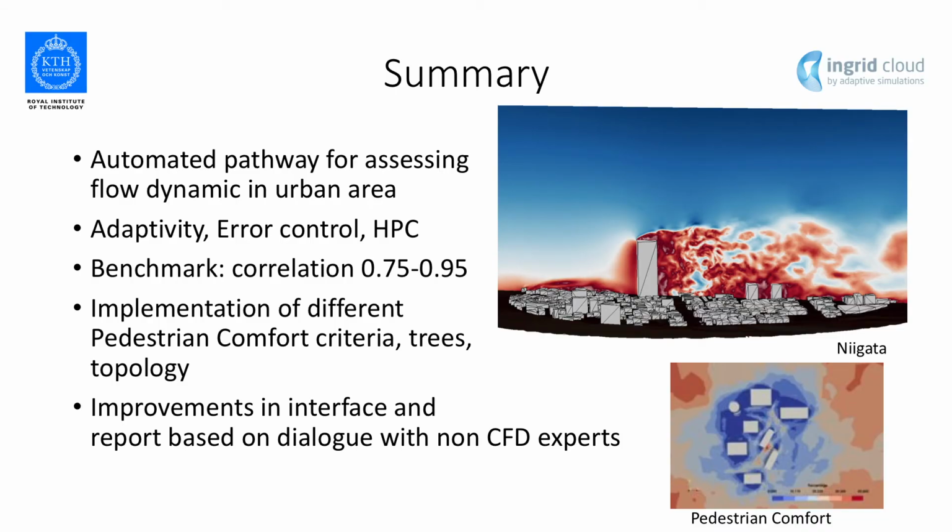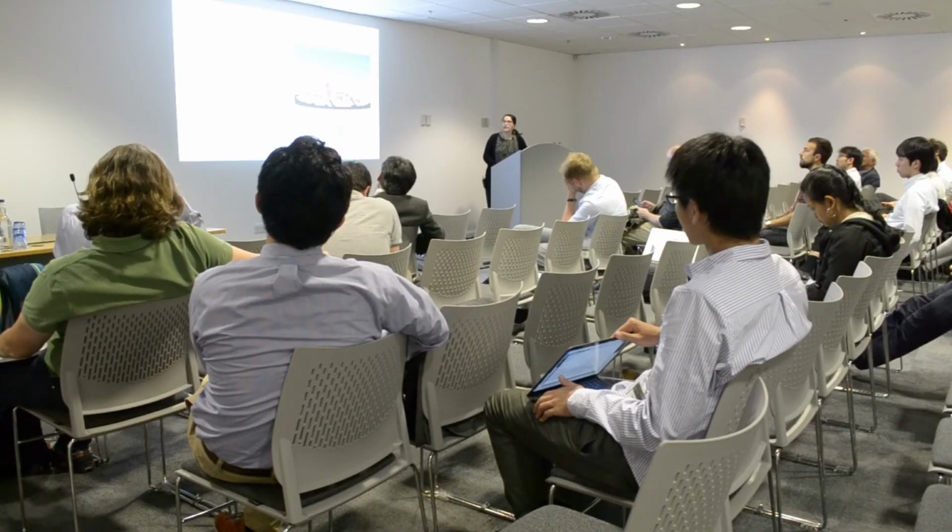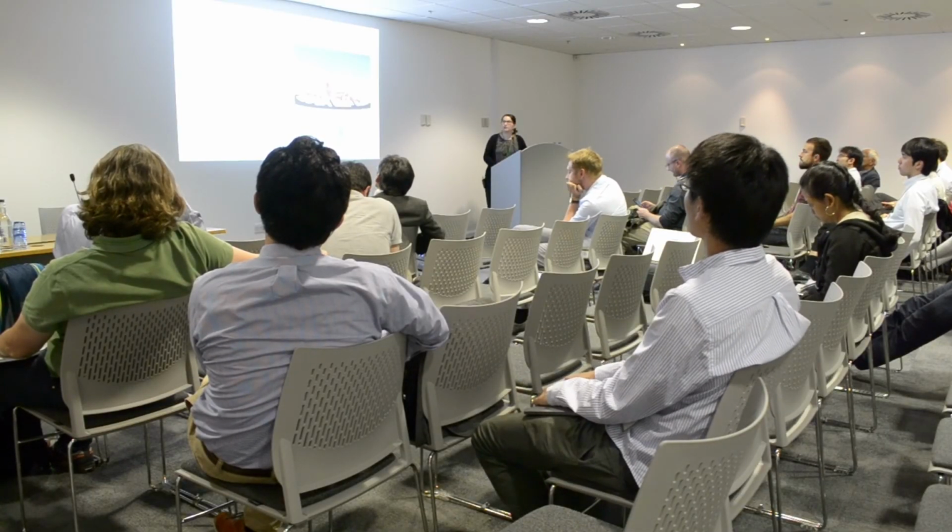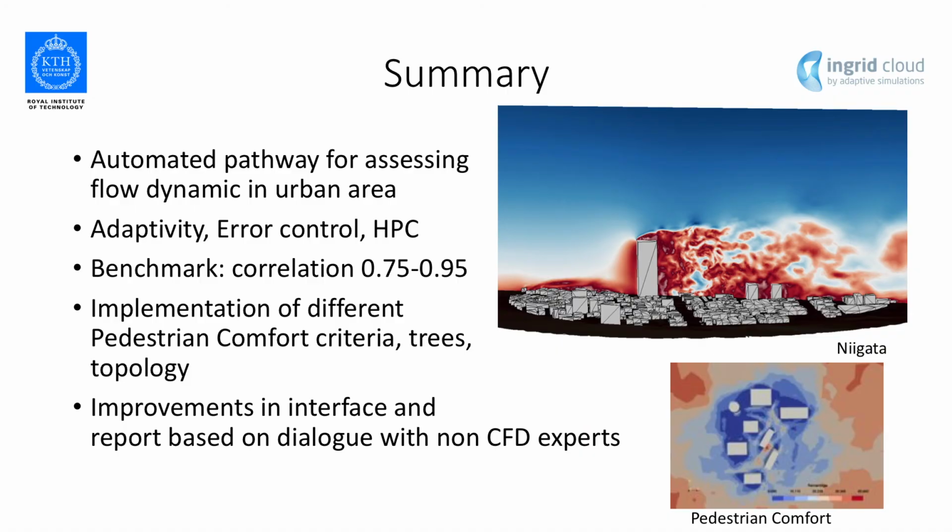So based on these benchmark measurements, we conclude that we could establish an automated pathway for assessing the flow dynamics in urban areas with satisfying accuracy. The correlation lies between 0.75 and 0.95, and we want to know more precisely why we're losing accuracy, because 0.95 is really, really good, but why do we lose accuracy with rising complexity? One reason could be that we have a time-dependent solution, but the quantity we measure is a mean value, so maybe we have to run a little bit longer. This could be one of the reasons.